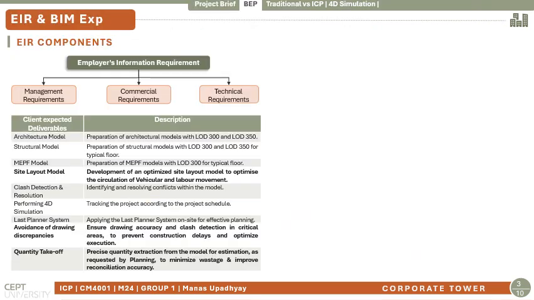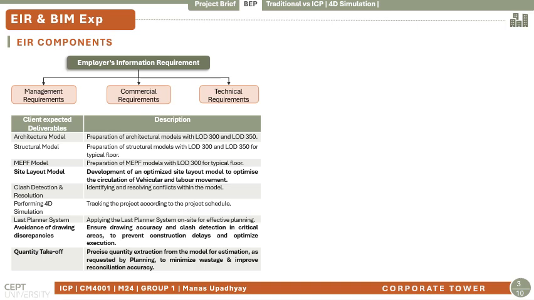Now moving to the EIR component and BIM execution plan. The EIR is basically the requirement from the employer, the client. In this, the client requires the architecture, structure and MEPF models. For further changes in design, we have to create a 3D model for LOD 300 and LOD 350. The major problem we identified was that we don't have a site layout plan, so we developed an optimized site layout model to optimize the circulation of vehicle and labor movements.